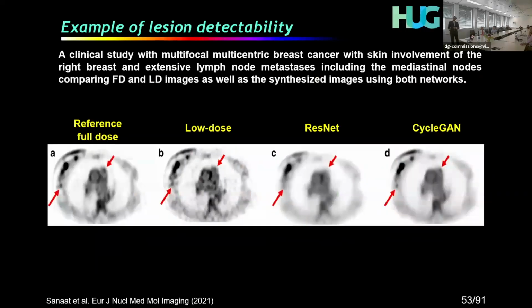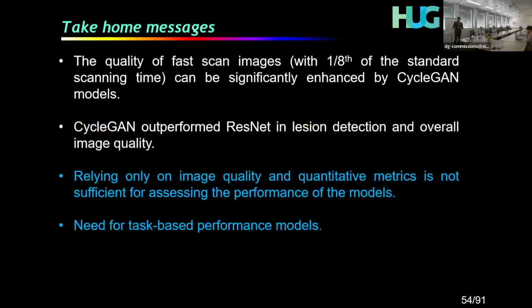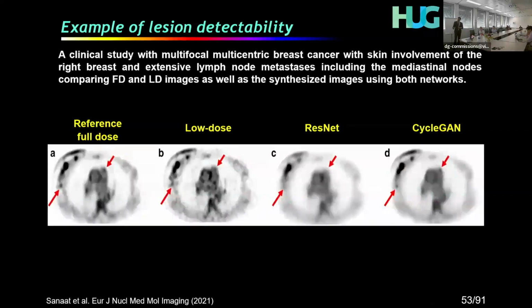Here is also another interesting example. You can see there are some lesions in this full dose image, and they're observable. And it's a bit difficult to find them in the low dose image, but still there is some signal. And when we are using the ResNet, of course, it improved the image quality, but we can miss them. So the ResNet in this case can lead to false negatives and false positives. And here is also the result of our CycleGAN, which you can see was able to resolve the lesion.